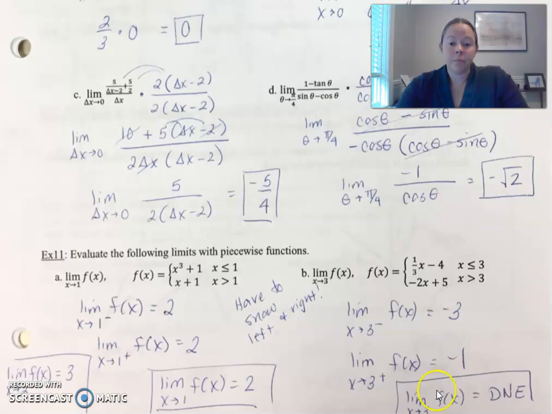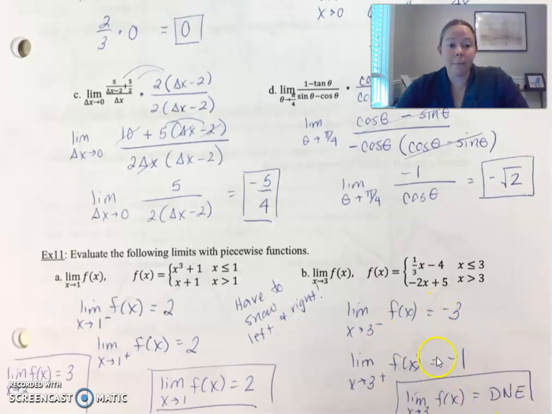Now, over here, limit as x approaches 3 of f of x. Okay, and notice again, it's where the two functions meet. So I need to see left and right. And as you approach from the left, it's actually -3. When you approach from the right, it's -1. Uh-oh, these functions are not coming together. Therefore, the limit does not exist.